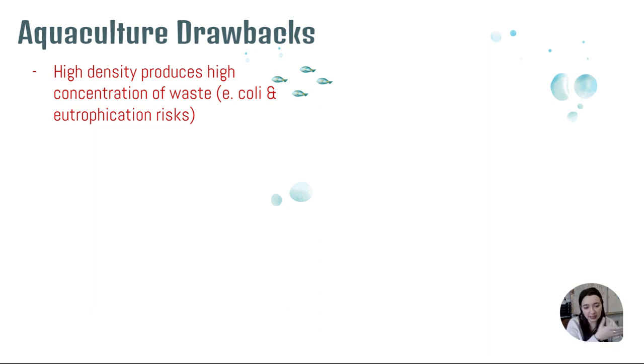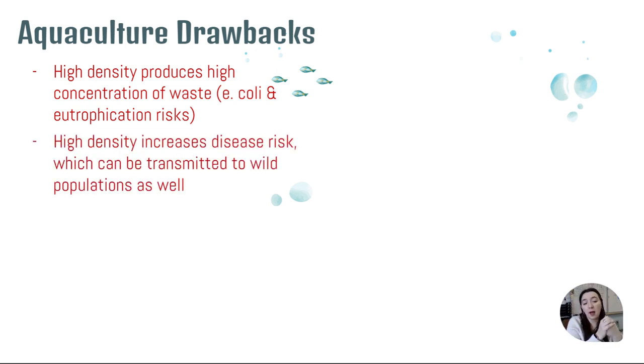And unfortunately, this can now lead to breakouts of E. coli, bacterial infections, as well as eutrophication. Poop is manure. Poop is filled with nitrogen and phosphorus, which we should know by now causes eutrophication. So that's an associated risk.